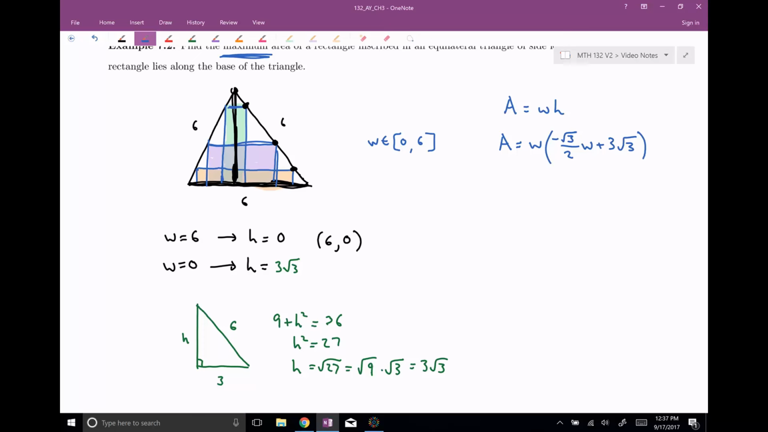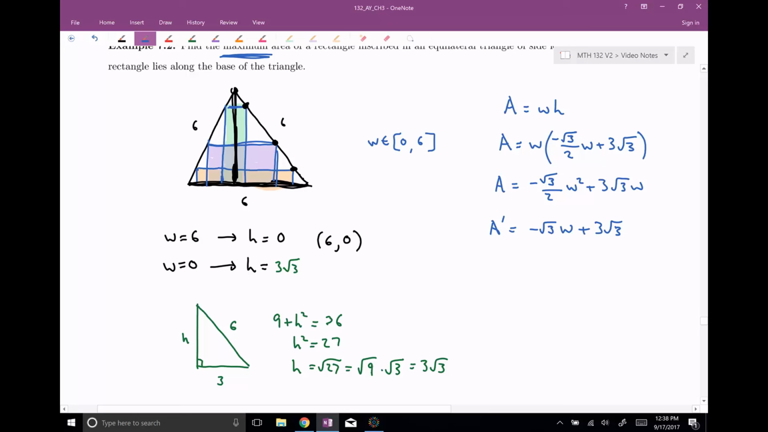So let's go ahead and take the derivative, or actually even before I take the derivative here, let me distribute, right? Because as it sits right now, if I wanted to take the derivative, I'd have to use the product rule, and that's annoying. So if I distribute, I would get negative root 3 over 2 times w squared plus 3 root 3 times w. Now I can take the derivative and I don't have to use any rules, any product or quotient rules, things like that. So if I take the derivative, I'll get negative root 3 times w plus 3 root 3.